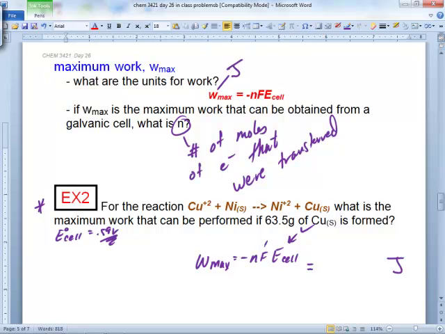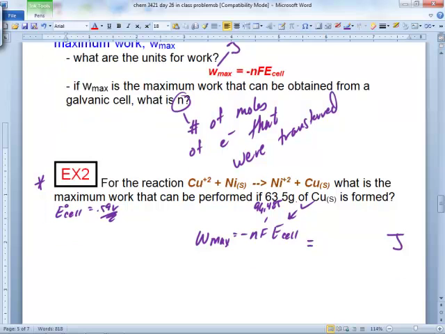F is what number? 96,485. We just have to get the moles of electrons. So we're going to convert the 63.5 grams of copper to moles of electrons. It's just one compound to another, which means we need a mole bridge. We need a reaction.